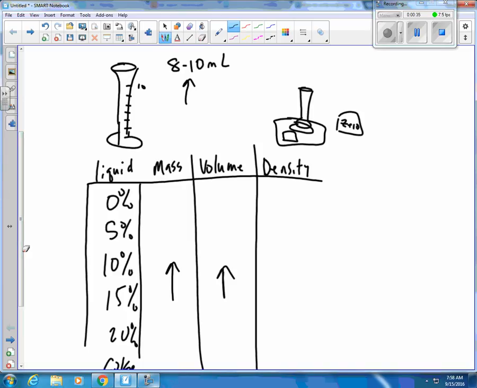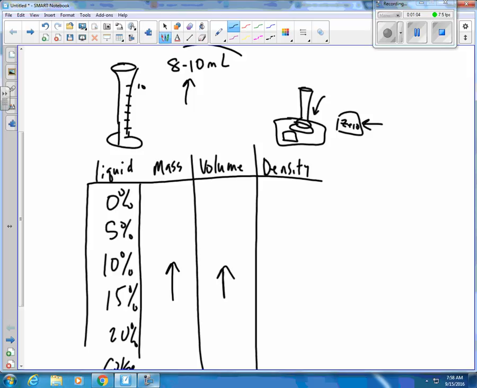So the first thing you need to know, we're using a 10 milliliter graduated cylinder. The first thing we need to do is find the mass. When you find the mass, you're going to put the graduated cylinder on the scale, and then hit the 0 button. When you look at the balance, it should have the graduated cylinder on it and say 0 at the same time. Then you take that off.